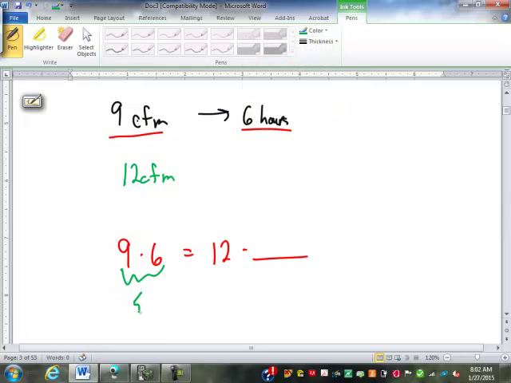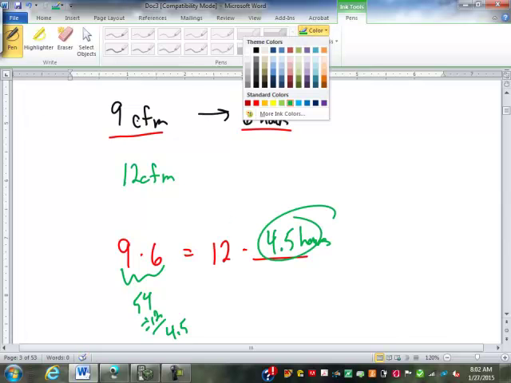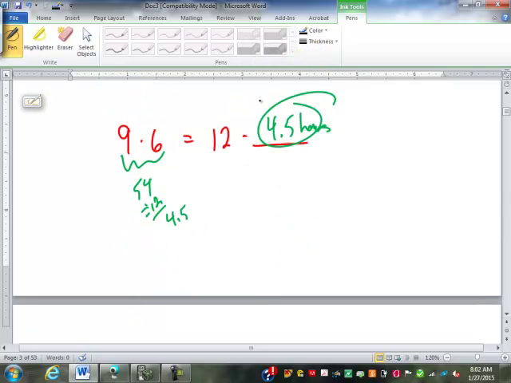9 times 6 is 54. Divided by 12 is 4.5. So it's going to take 4.5 hours. Make sense? Okay. Well, let's get a little more complicated.